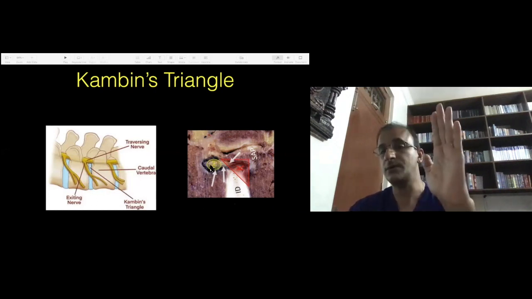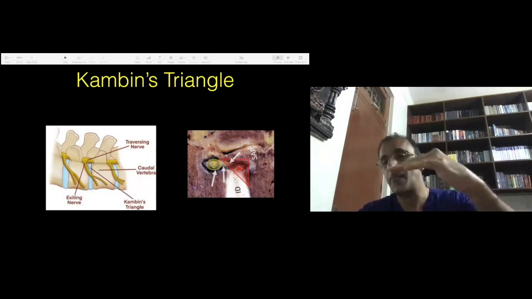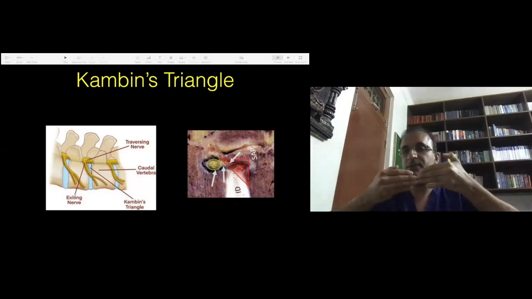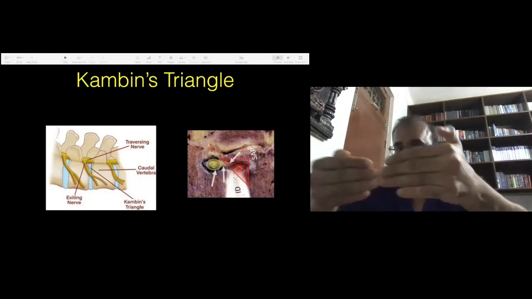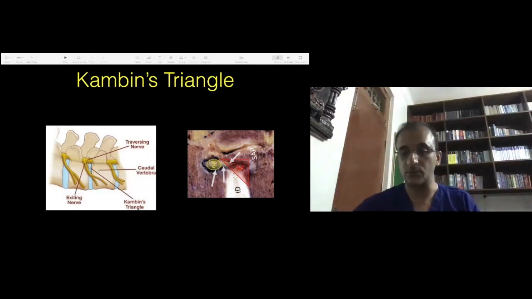We don't want to touch it, we don't want to damage it. Superiorly would be the superior articular process, so practically the inferior margin of the superior articular process. That would be toward the lateral side of the foramen. As you go medially, you will have the traversing nerve root. And the base is formed by the pedicle and the end plate.